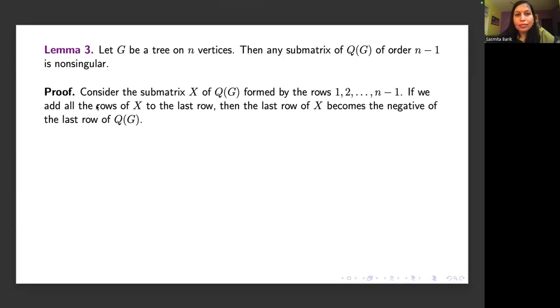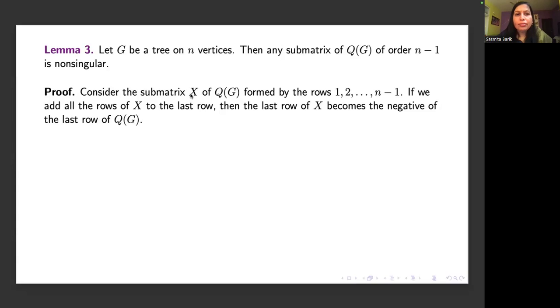So to prove this, let us take a submatrix of Q_G, which I'm forming using the rows corresponding to the vertices 1, 2, up to n minus 1. So the first n minus 1 rows you are choosing, and all the columns are chosen, because you are taking an n minus 1 order matrix. You have only n minus 1 columns because it's a tree. So if we choose the first n minus 1 rows and make the matrix, I'm denoting it by X.